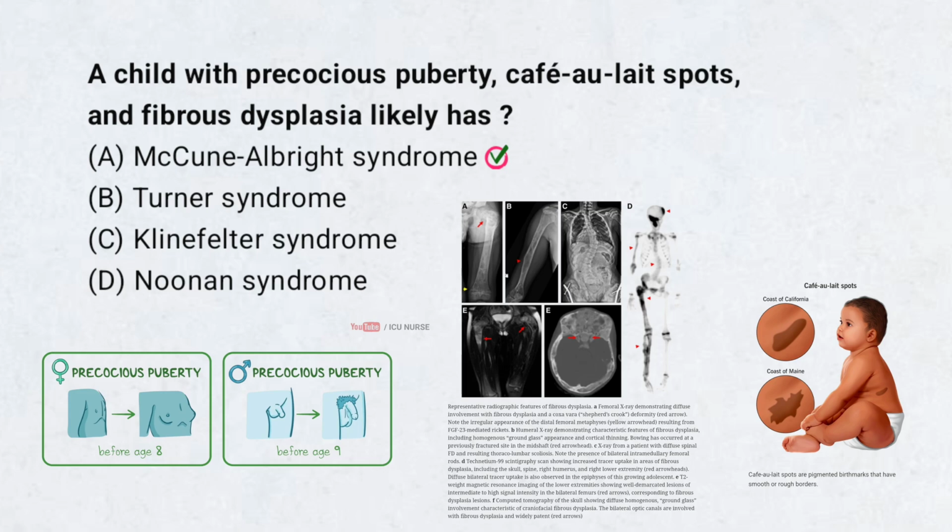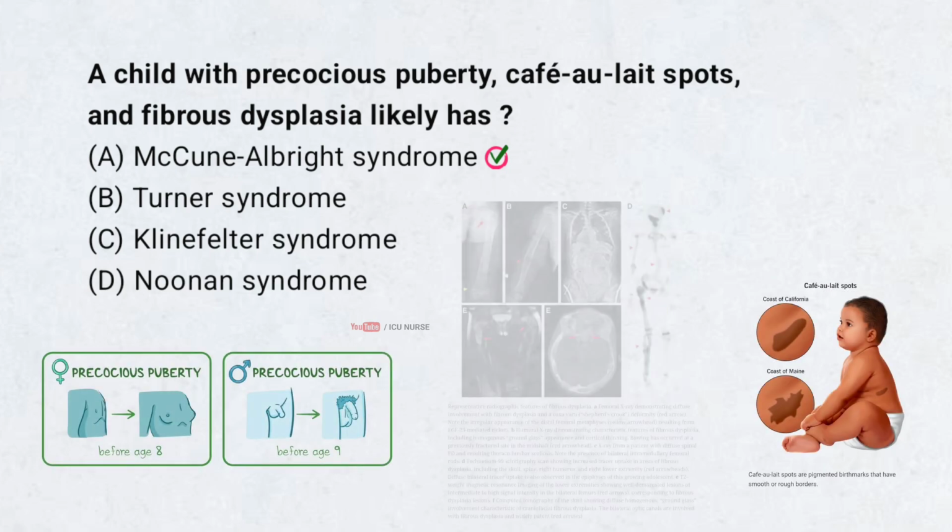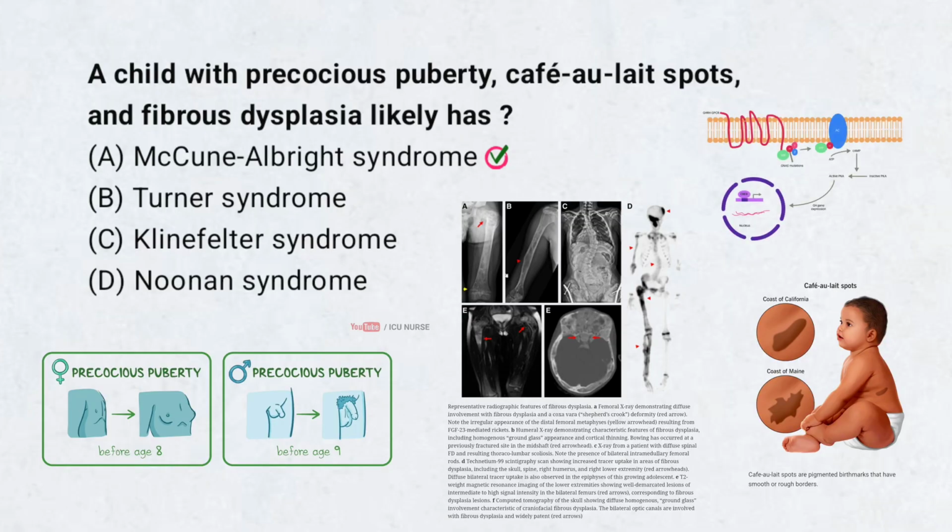McCune-Albright syndrome is characterized by the triad of cafe au lait spots, early puberty and bone lesions. This syndrome is due to GNAS gene mutation.